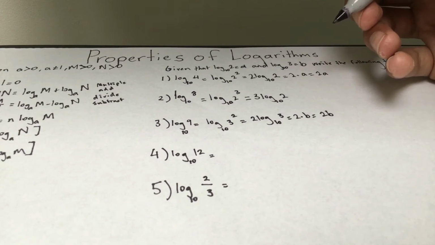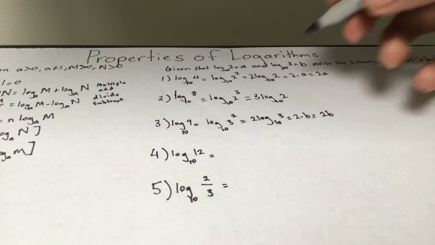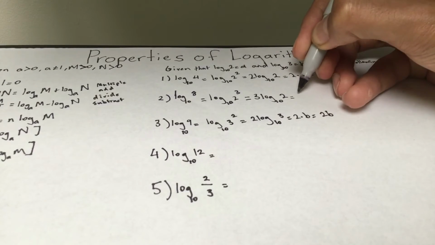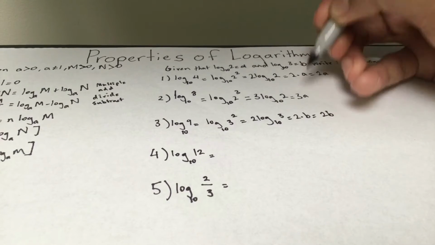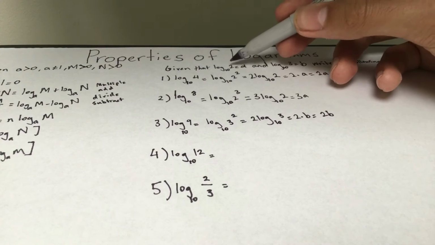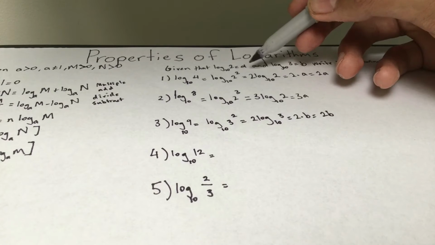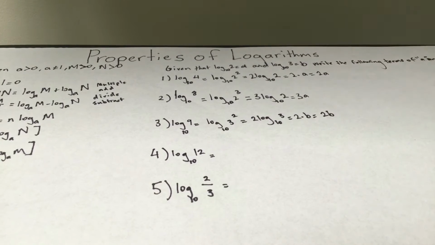Oh, sorry, for number 2, I didn't put 2a. For number 2, it's replaced by 3a, because log 10 2 is equal to a, so 3 times a. So make sure to write the final result at the end. Okay. So for number 4, log 10 12 is equal to.